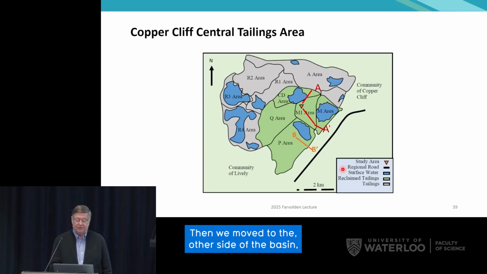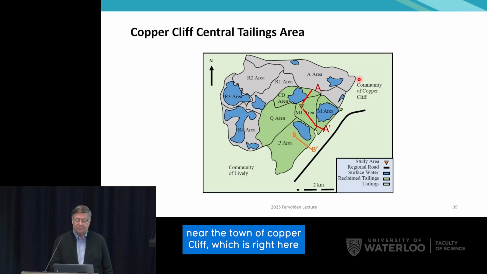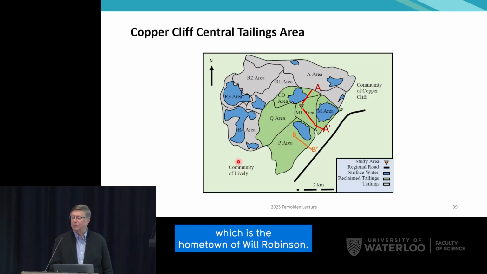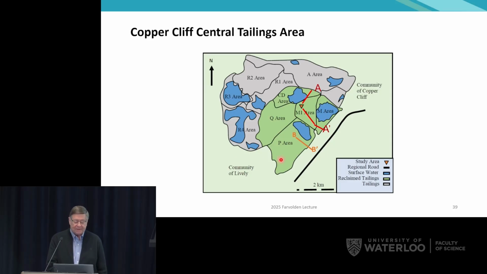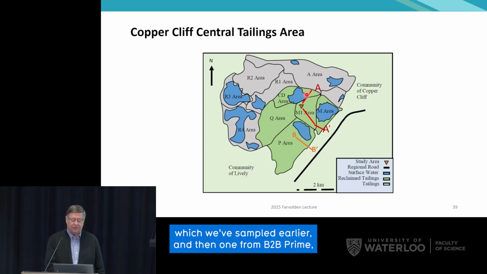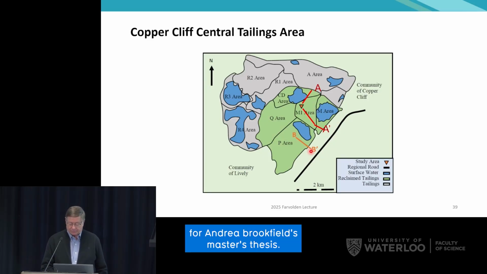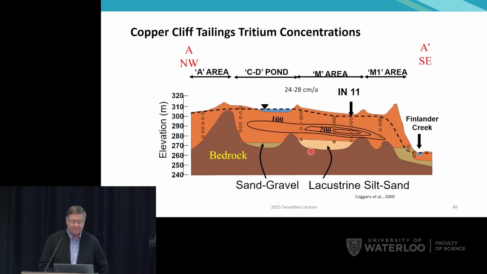Then we move to the other side of the basin, to the Coppercliff central tailings area. So this is near the town of Coppercliff, which is right here, adjacent to the community of Lively, which is the hometown of Will Robertson. And so we did 2 transects, one from A to A prime, which we sampled earlier, and then one from B to B prime, which was the basis for Andrea Brookfield's master's thesis.